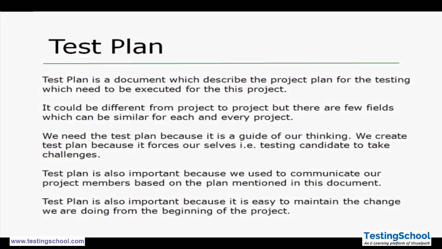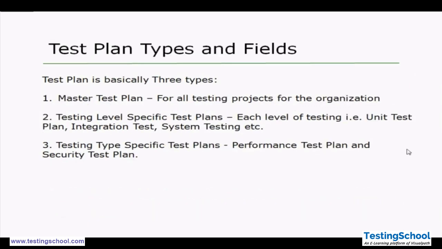So let's see how many types of test plan there are. We have three types of test plan. First, we have the master test plan. The master test plan is basically used to work with all the testing projects of our organization. So we have one test plan, our master test plan, that takes effect for all the projects. Then we have the testing level specific test plan, for each level of testing.